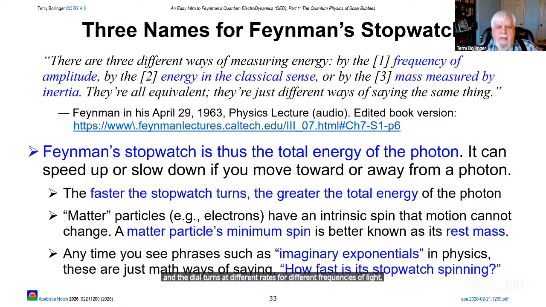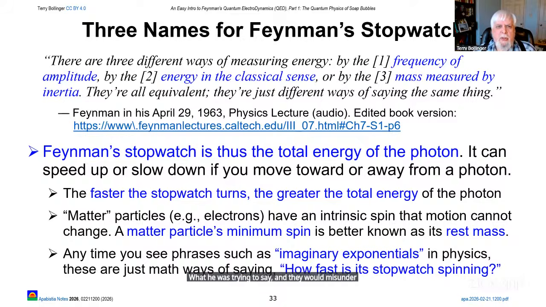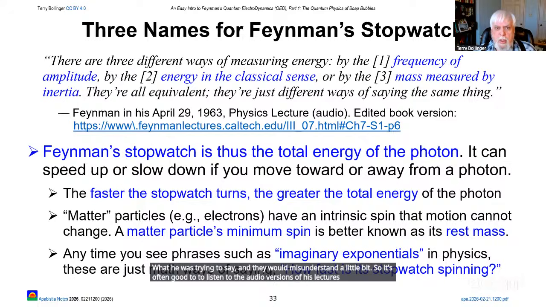Feynman talks about this in his lectures. I like the audio. The audio version often has little tidbits that you don't get in the printed version. Feynman was incredibly careful in his statements, and often he said things that even the editors of his lectures didn't always quite catch what he was trying to say, and they would misunderstand it a little bit. So it's often good to listen to the audio versions of his lectures, and these are available.